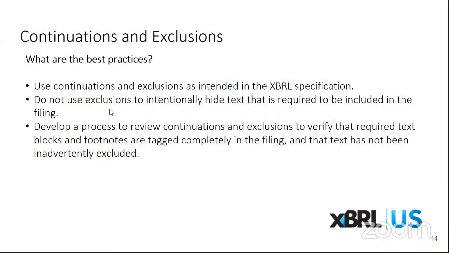So again, best practices for continuations and exclusions. You would use continuations when they're intended in the XBRL specification, same for exclusions. You don't want to use exclusions to intentionally hide or obscure facts that should be tagged. And you're going to want to be sure, just like with hidden facts, you have a process to review these, because your actual tagged data will look different than your HTML file. So you're still going to want to use something like the older style viewer, where you would view the interactive data. You would want to have additional viewers that you can use to view the full tagged information, because it will potentially look different than your HTML file, depending on how you've set your continuations and exclusions up.